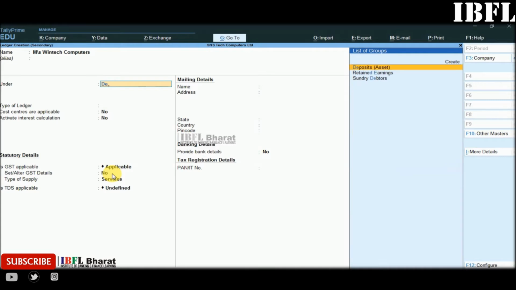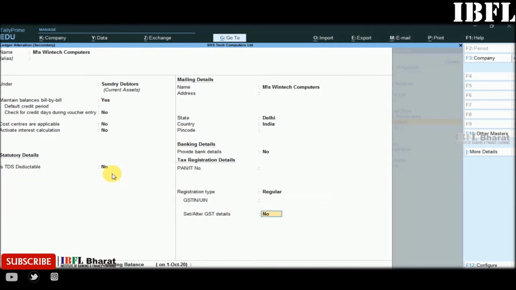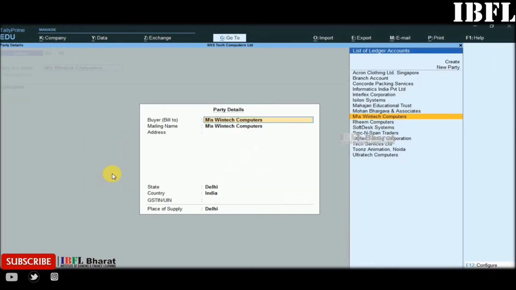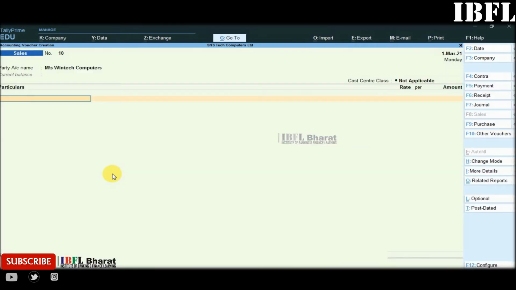Okay, they are also our debtors, and accept this ledger. Accept this window also, and take maintenance services as the ledger, and the amount of maintenance is 10,000 rupees. As per the invoice, the value which we had given is 11,800 inclusive of taxes.